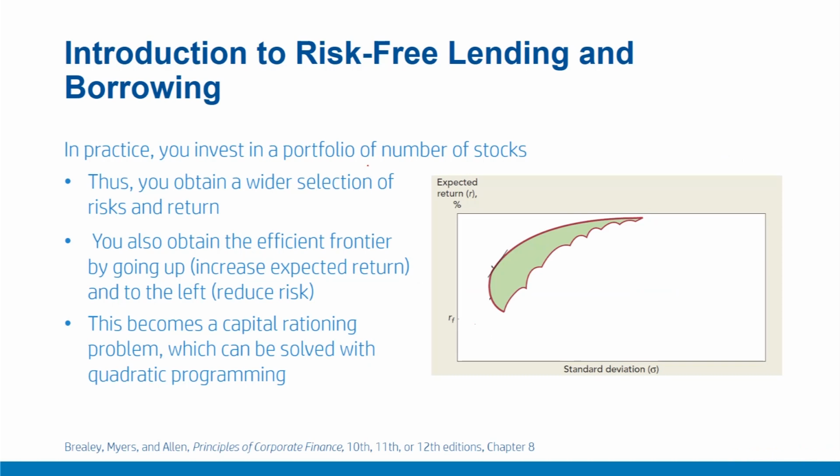You invest in a number of stocks to construct the portfolio, and the feasible region that you will obtain will be something like this, the green region obtained here. And you will obtain a very wide selection of risk and return profiles in the form of this feasible region.